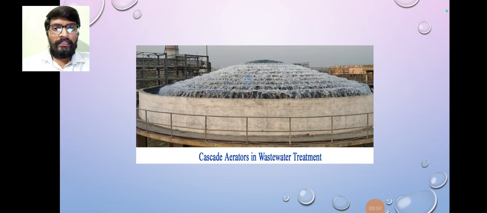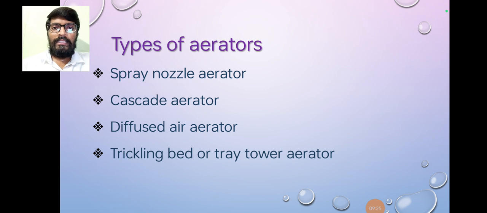The picture clearly shows the aeration. This is cascade aeration, one type of aerator. In this diagram, the water flows freely step by step. As a result, the water is directly in contact with the air. This process is known as aeration. In aeration, there are different types of aerators. The first one is the spray nozzle aerator.